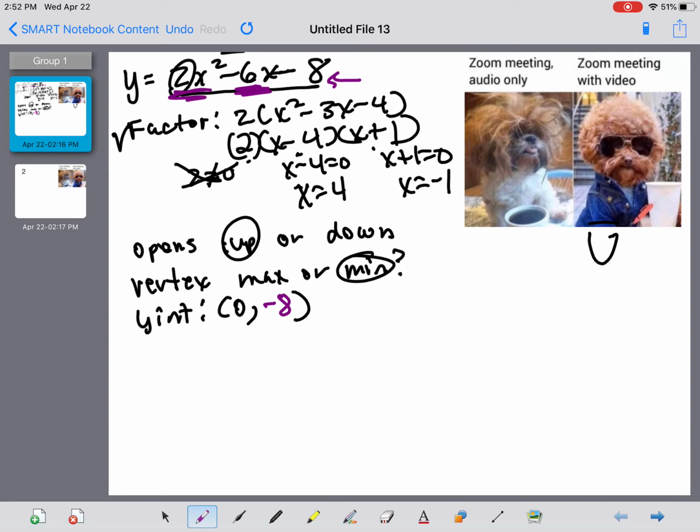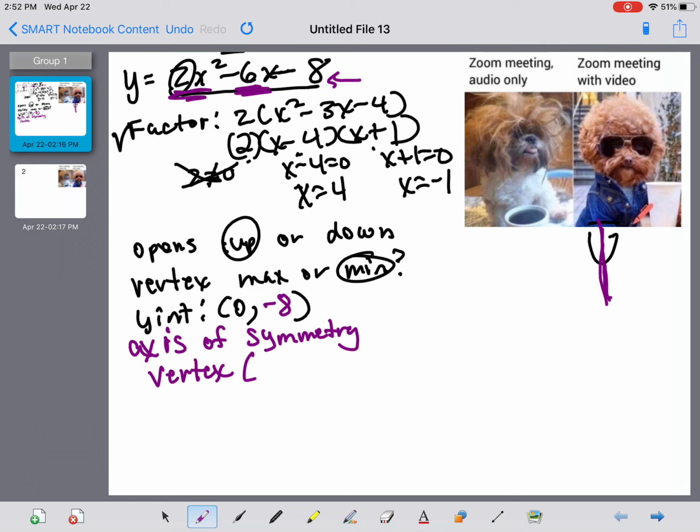I'm going to come back to axis of symmetry. It's a new word for you, axis of symmetry. What that's asking for is what cuts your parabola right in half. I'm going to come back and answer that because I always get it from my vertex.